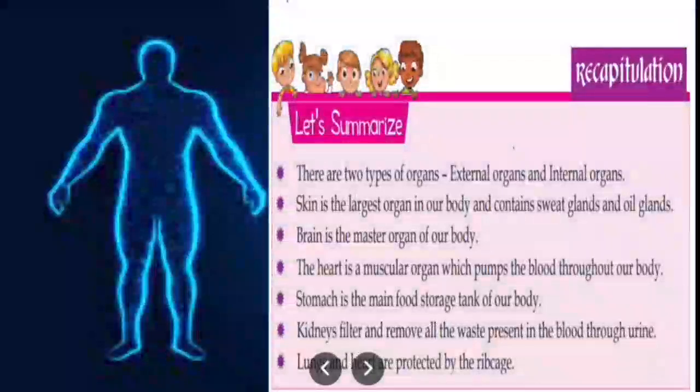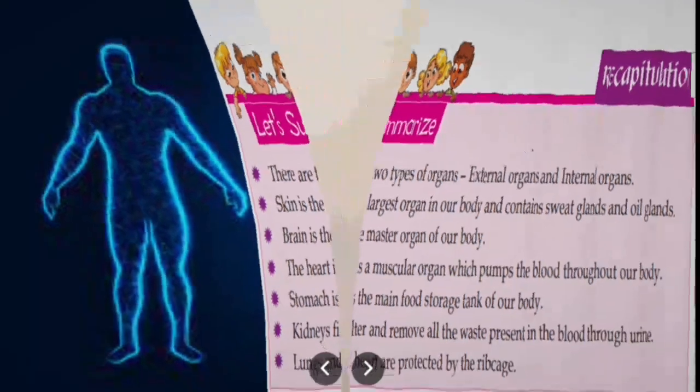Now let's summarize, or let's recapitulate, whatever we have learned. There are two types of organs, external organs and internal organs. Skin is the largest organ in our body and contains sweat glands and oil glands. Brain is the master organ of our body. The heart is a muscular organ which pumps blood throughout our body. Stomach is the main food storage tank of our body. Kidneys filter and remove all the waste present in the blood through urine. Lungs and heart, as we know, are protected by the rib cage.